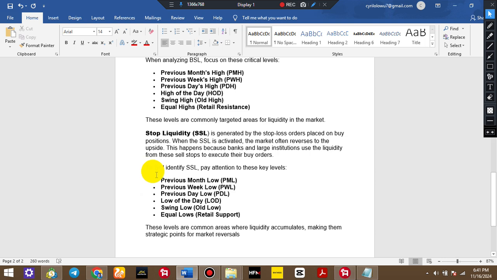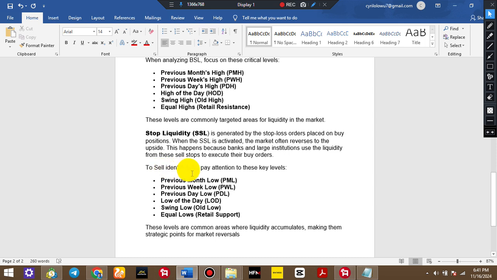To sell, stop as in sorry, to buy order. Okay, to sell, identify stop, sell stop liquidity. Pay attention to this key level. I think there's a mistake here. It means it should be to buy.